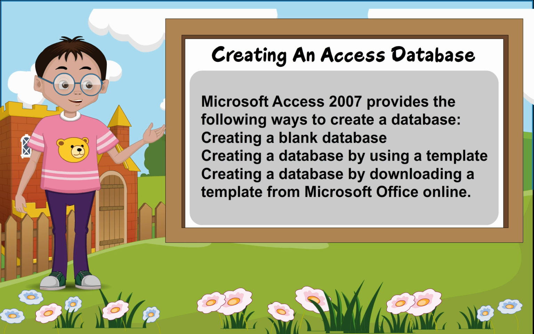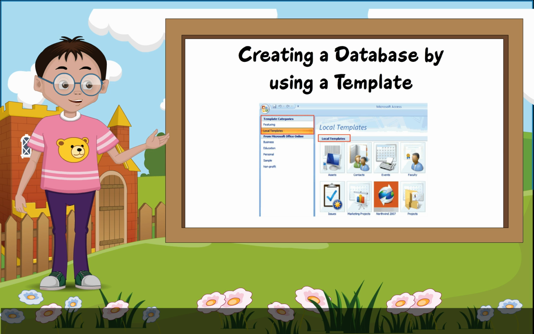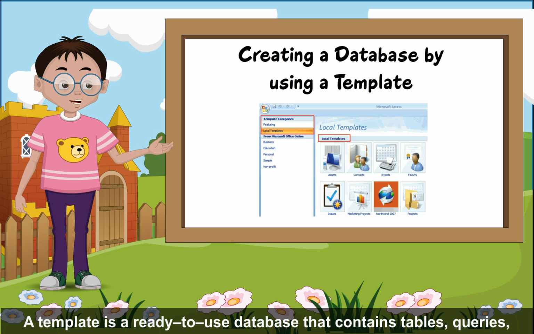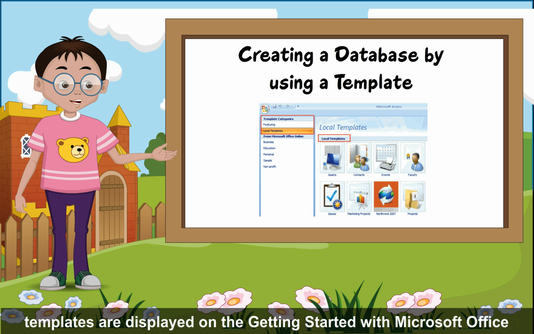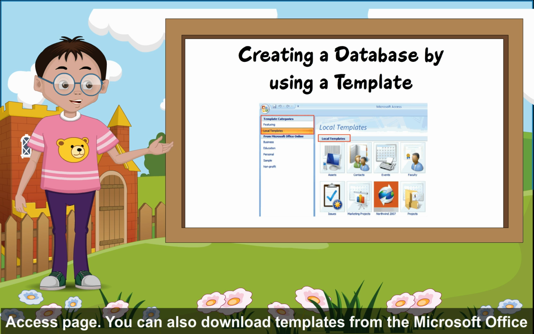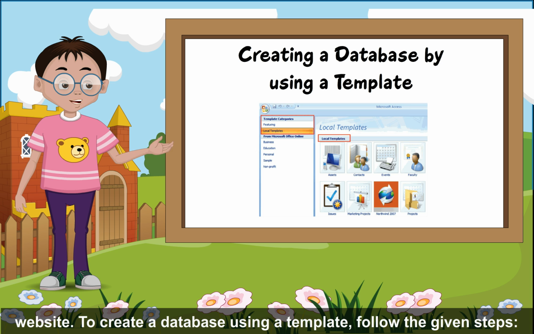Creating a blank database, creating a database by using a template, creating a database by downloading a template from Microsoft Office online. Creating a database by using a template. A template is a ready-to-use database that contains tables, queries, forms, and reports needed for performing a specific task. Several templates are displayed on the Getting Started with Microsoft Office Access page. You can also download templates from the Microsoft Office website.